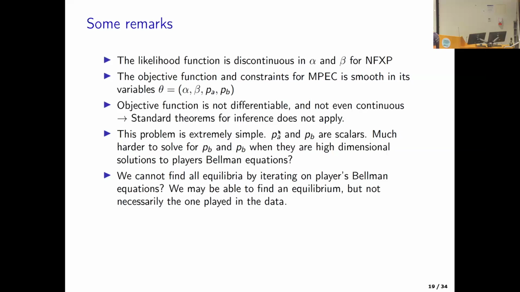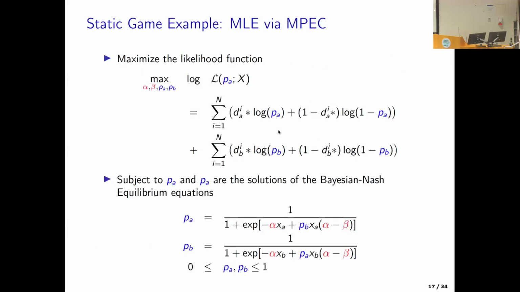Interesting. Okay, another thing is here, the objective function is not differentiable and not even continuous. So how do you do inference here? You know, I talked to Dennis, and he says, well, asymptotically, all these equilibria are going to be separated. So asymptotically, there are no problems. He promised me that's the case.